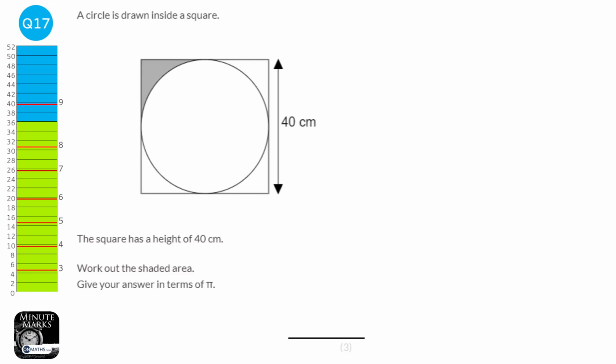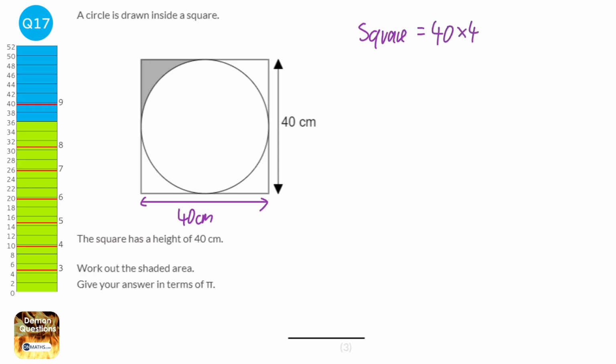First thing we notice is that there is a square here, so we can work out what this length is going to be. It's also going to be 40 centimeters. And whenever we're working out the area of a shaded area, we're normally working out the area of two shapes and subtracting one from the other. And this question's really no different. So we're going to start off working out the area of the square. And all we need to do for that is 40 times 40, which will be 1,600 centimeters squared.